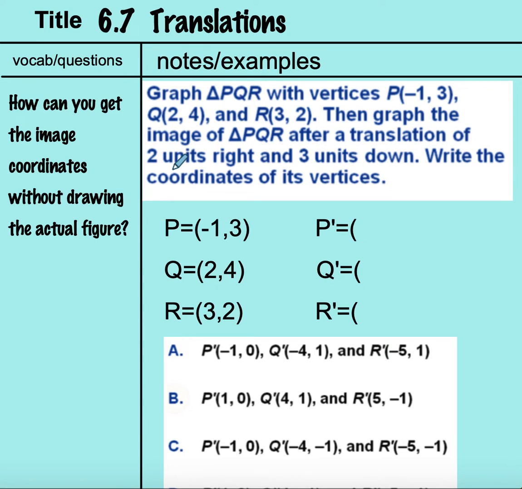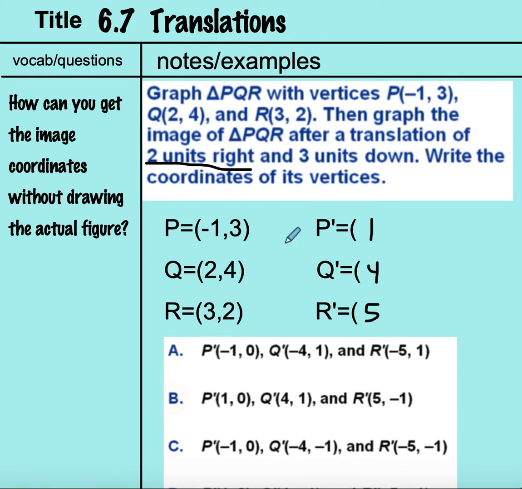All right, in this case, we're going to be translating all of our figures. It gives us the original vertices, -1, 3, 2, 4, and 3, 2. And it says we're going to translate it 2 right and 3 units down. So I'm just going to take that information, apply it to my vertices to see where I would end up. So 2 units to the right means I'm going to be adding 2 to each of my X coordinates. So -1 plus 2 is 1, 2 plus 2 is 4, and 3 plus 2 is 5.